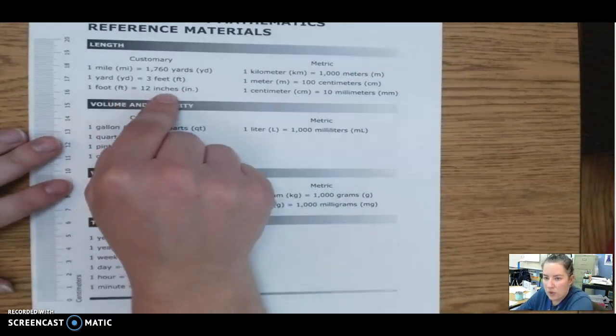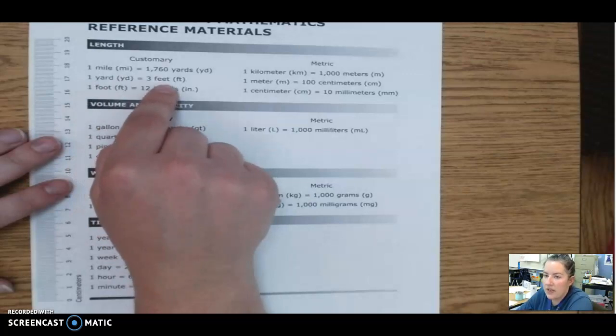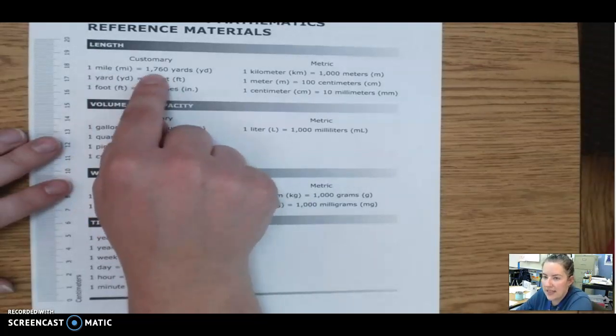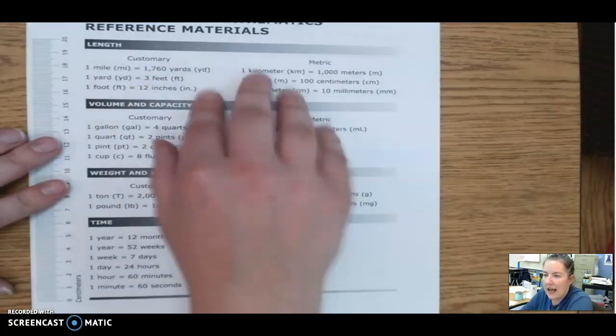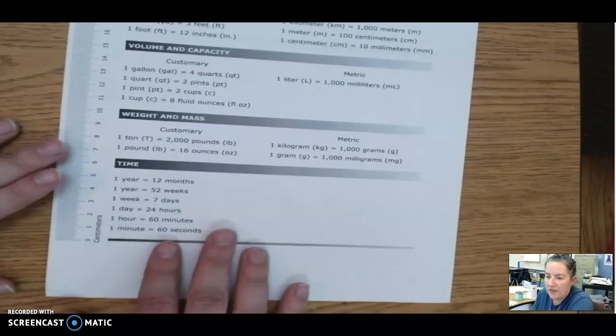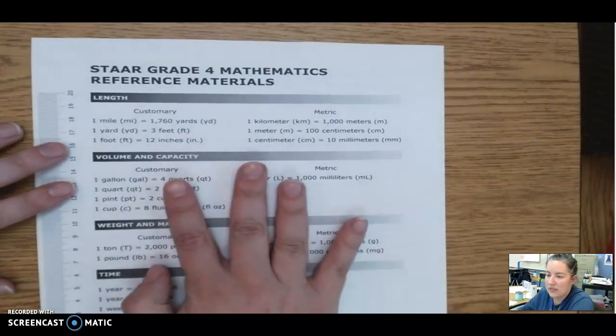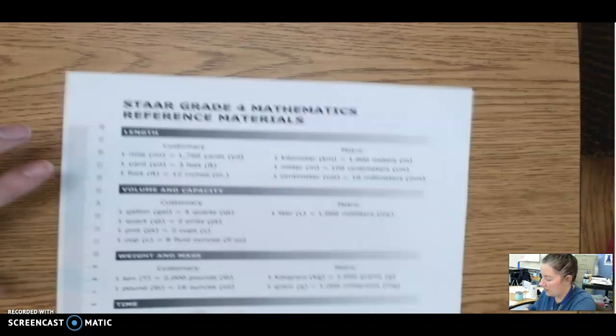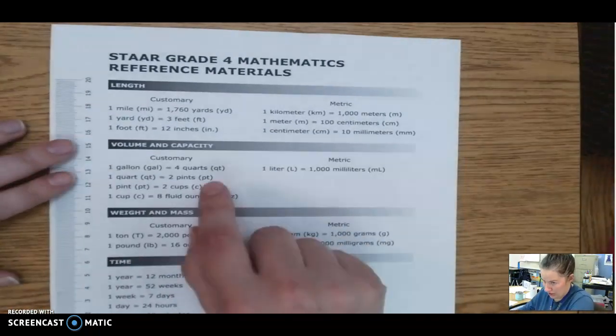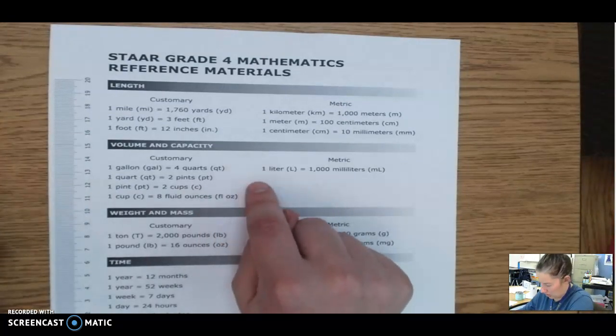Look, 1 foot, 12 inches, 1 yard, 3 feet, 1 mile, 1,760 yards. It has all of these things, so you don't have to have it memorized, and you get to use this on the STAR test. They give it to you. So you don't have to worry about having it memorized up in your head. You just have to know how to use this sheet if you have it, okay?